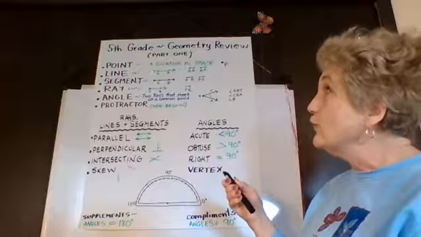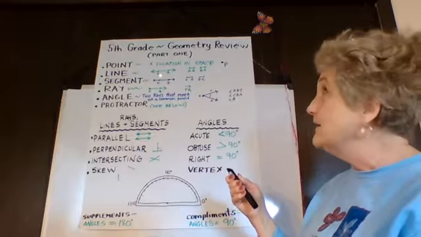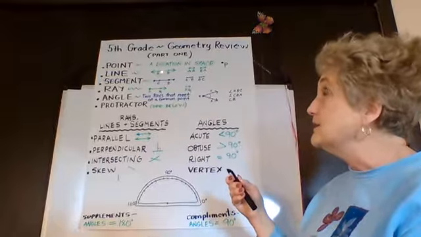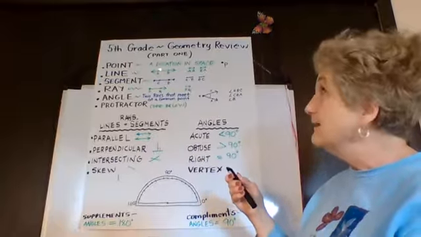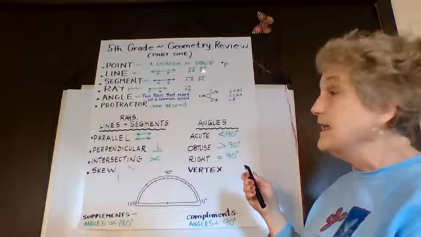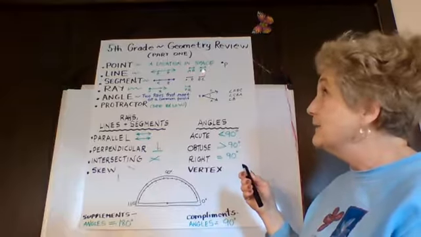Notice how it's drawn. There are arrows on either end, which means the line goes on into infinity in both directions. If we wanted to name that line, we put the little line sign above it, line AB or line BA. They're the same line.